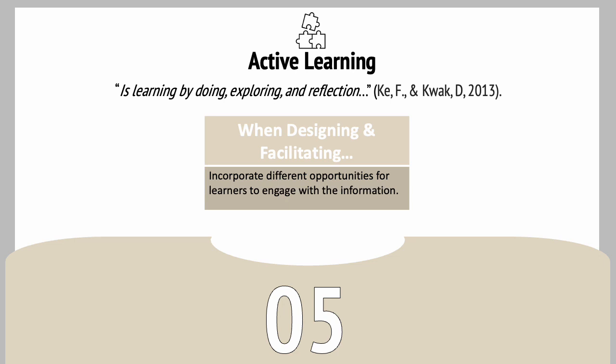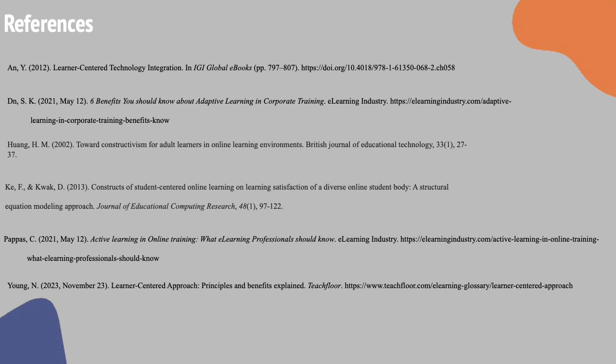There are many different ways to include active learning, but some examples are brainstorming and problem-based learning. Brainstorming is an activity where learners think of alternative possibilities for different scenarios, while problem-based learning has learners apply what they are currently learning to real-life situations.